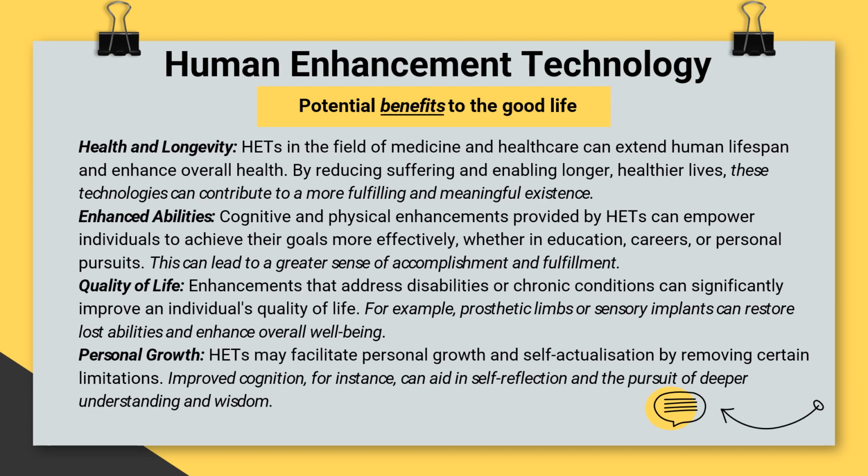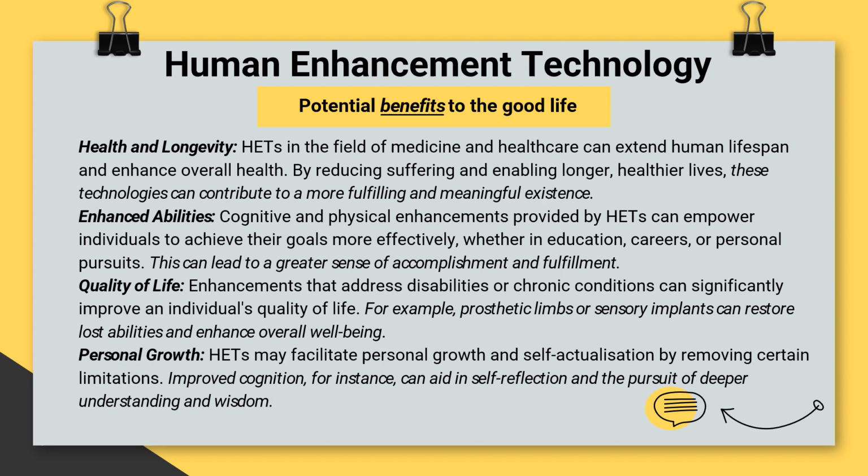The third benefit is ideas of quality of life. Enhancements that address disabilities or chronic conditions can significantly improve an individual's quality of life. For example, prosthetic limbs and sensory implants are already currently used human enhancement technology. They can restore some level of lost abilities and enhance overall well-being. Why not take that to a further extreme? Why not utilize newer and more current human enhancement technologies? Because, in the same way that we utilize prosthetic limbs and sensory implants, there are things that will enable us to raise the quality of life of individuals.